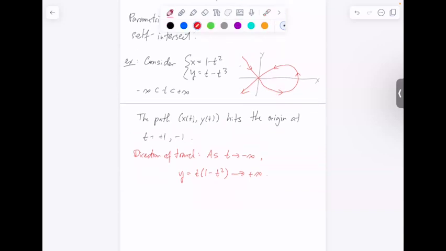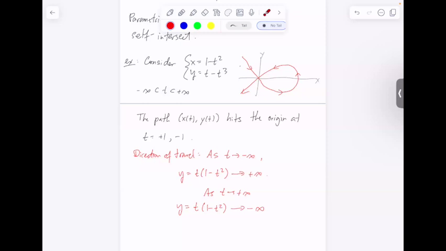And conversely, as t goes to positive infinity, y is t times 1 minus t squared again. If t is something very large and positive, this coefficient in t is positive. This is 1 minus something larger and larger, so it's negative. So it's negative times something positive, and they're both growing. So overall, we have minus times positive, that's minus. So this is tending towards minus infinity, and hence y is getting more and more negative. So your direction of travel looks like this.